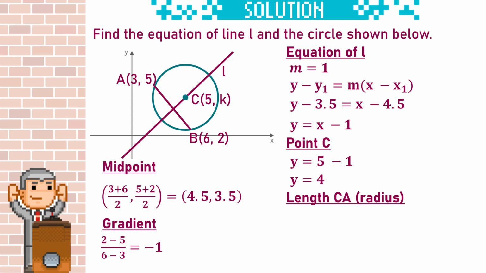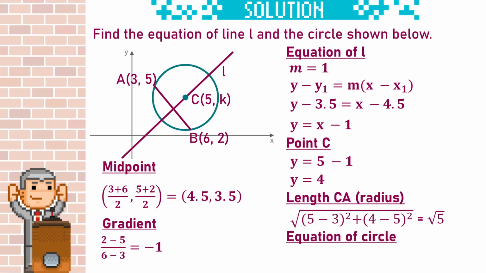The length of CA, we can use Pythagoras to find that length, and we find that it's going to be square root 5. The reason we need the length is because that will be the radius, and we need that to find the equation of the circle. To find the equation of the circle, we use the centre of the circle, which we know is at (5, 4), for the first bit, so it will be x minus 5 squared plus y minus 4 squared, and it equals the square of r. The r is root 5, so the square of r will be 5.